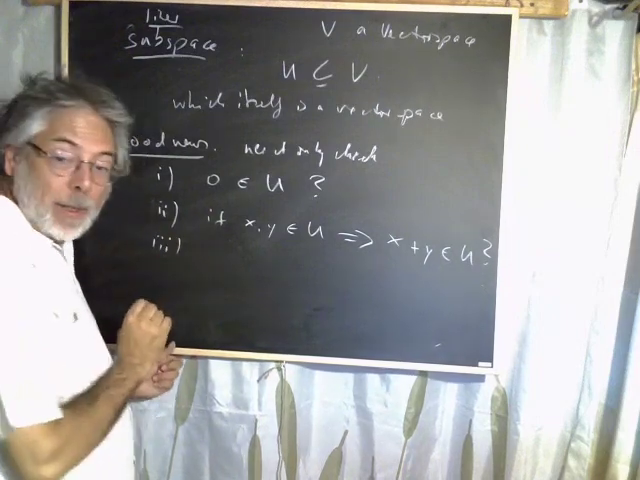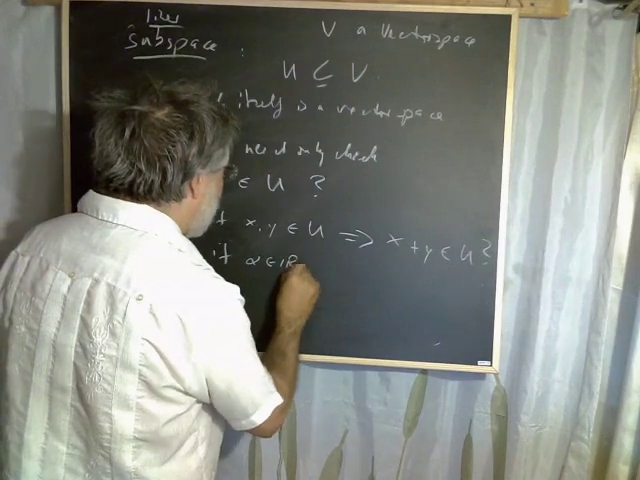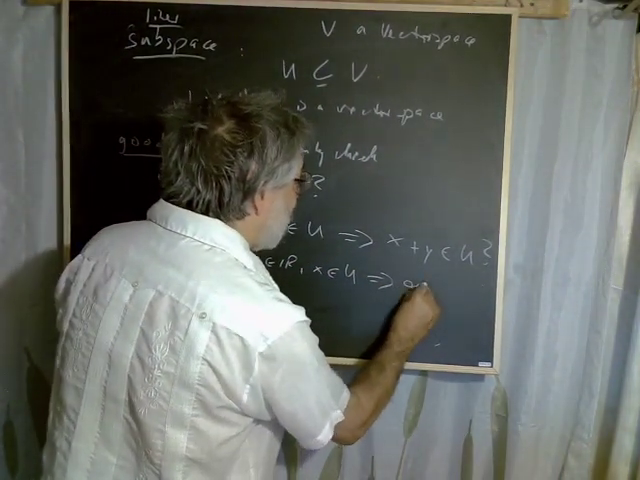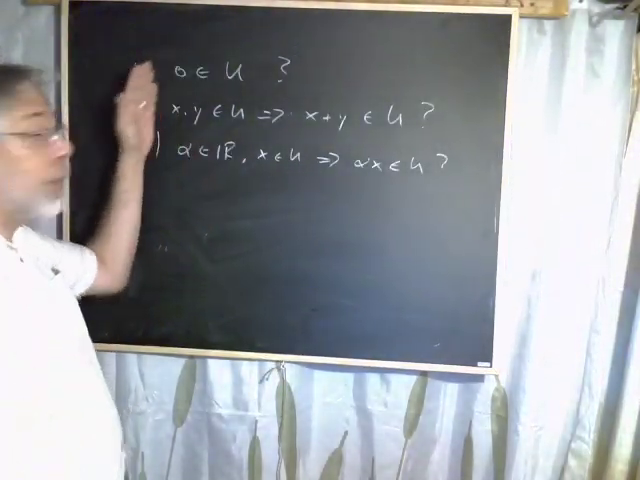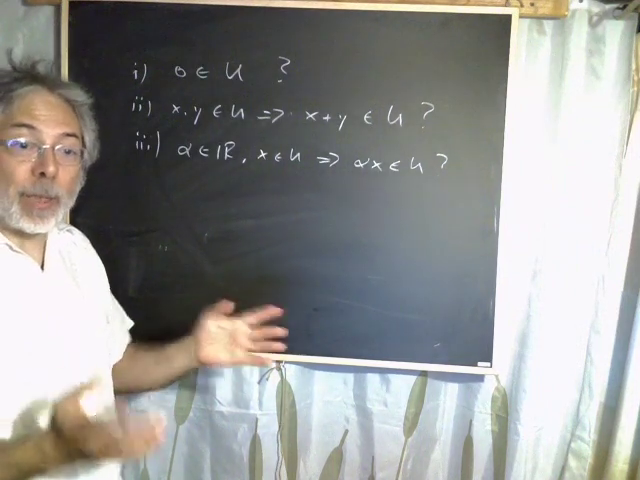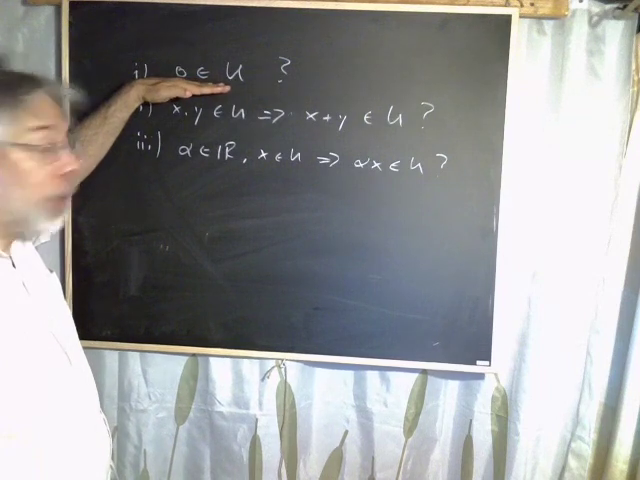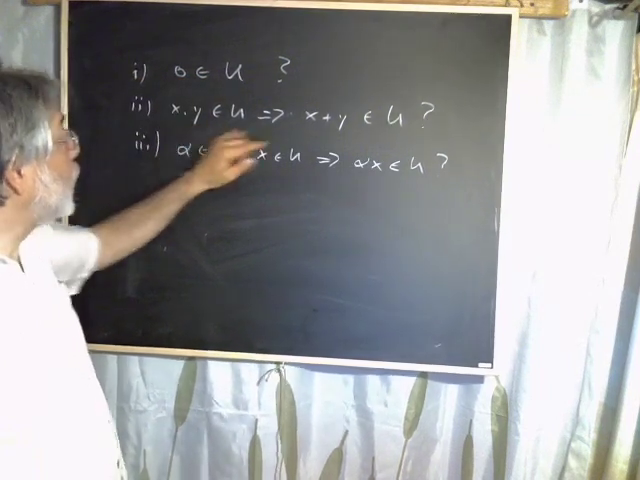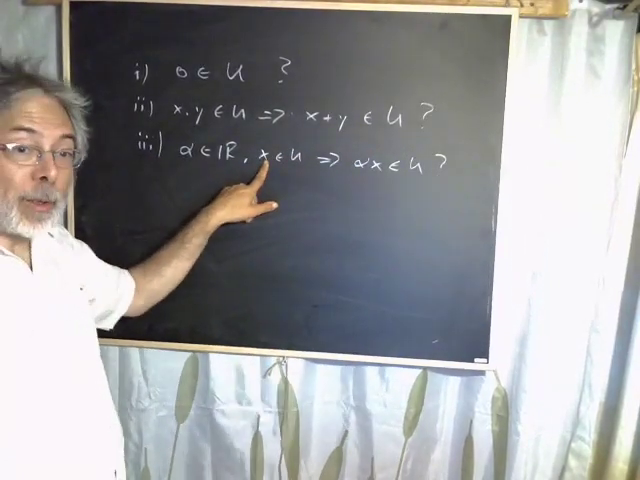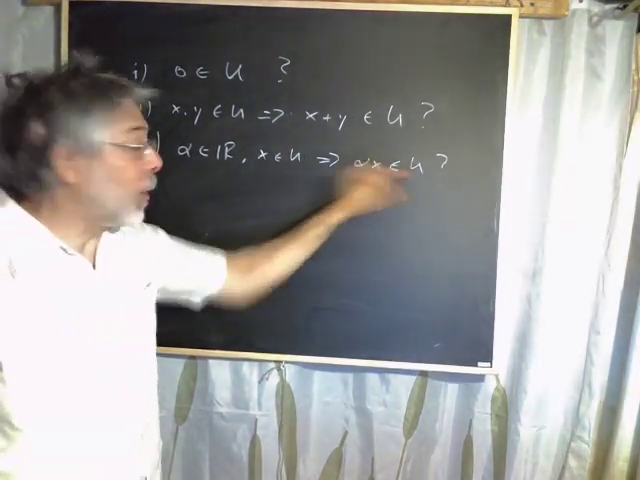Together with 3: if alpha in R and x in U, then the question is, is alpha x in U also? So we need to check these 3 rules instead of the whole list of axioms that you have for a vector space. So, is the neutral element, the 0, in U? If 2 elements are in U, is the sum also in U? And if a vector x is in U, and if you scale it, is this scaled vector also in U?